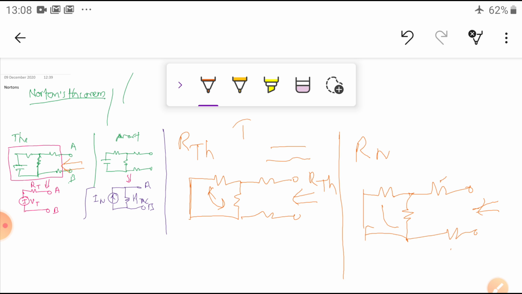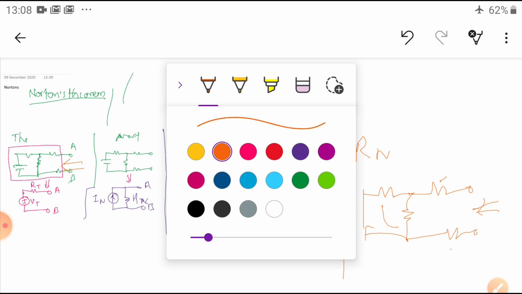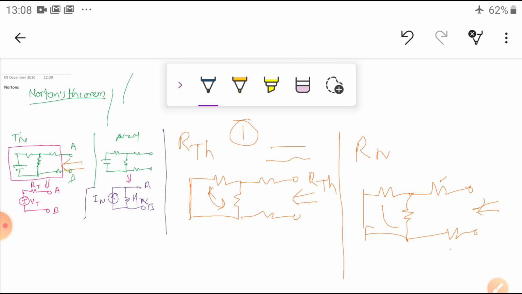Now that was the first case. In the second case, how do we calculate? Here, how do you calculate V Thevenin? Okay, so here I want to know V Thevenin, and here I want to know I Norton. I am giving some basic idea regarding the two theorems. If you know Thevenin's theorem perfectly, then Norton's theorem is very simple to understand. Okay, so from the resistance point of view both are equal.